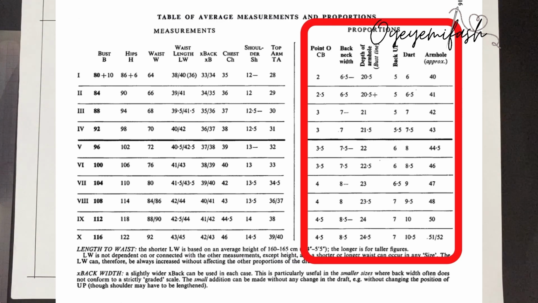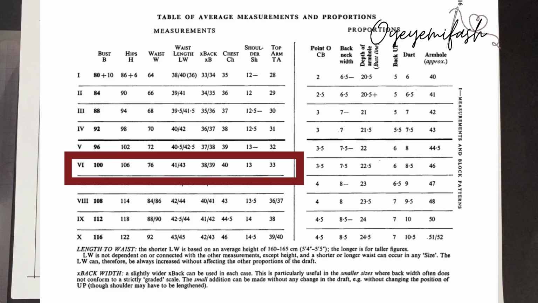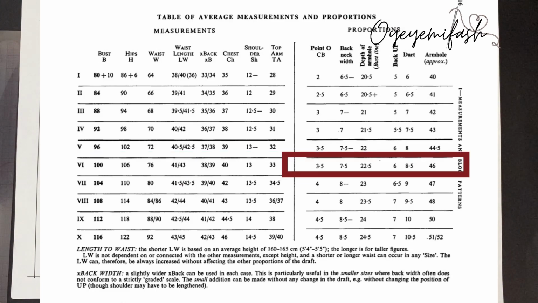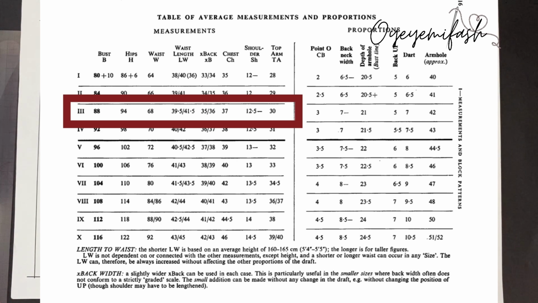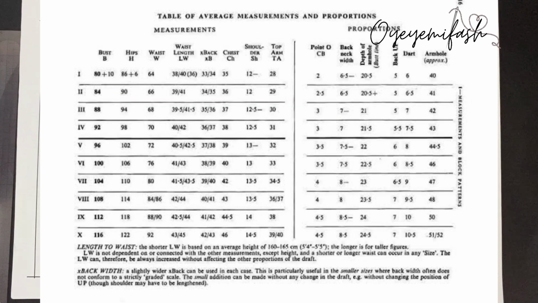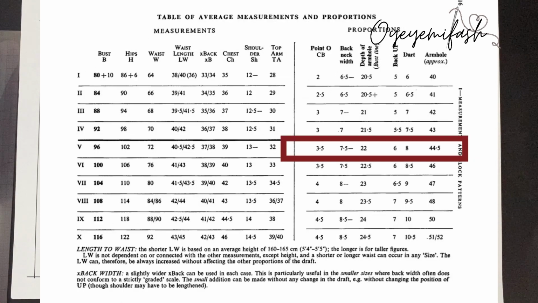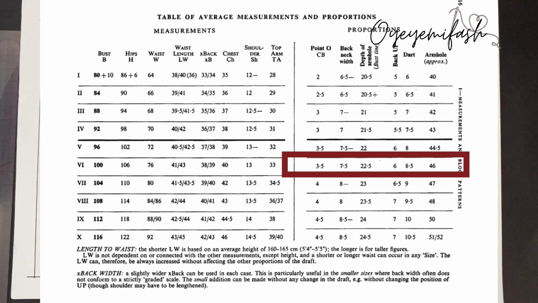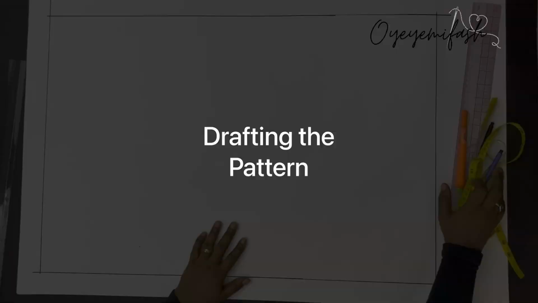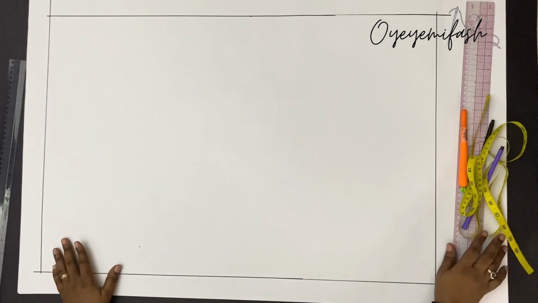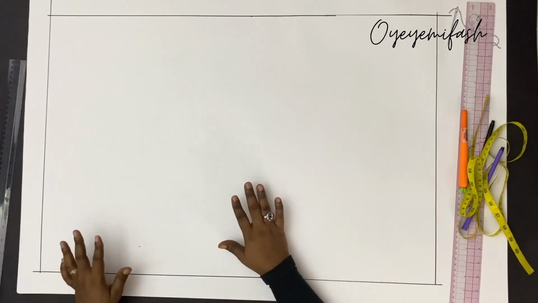The proportion you'll be using will depend on the size of the bust you are working with. So if you have bust 100, then you'll be working with this proportion. If you have bust 88, you'll be working with this proportion. So if it happens that the bust measurement is not on the guide as you are seeing it, for example, if your bust measurement is 98 centimeters, you can choose to use the proportion for 96 centimeters, or you use the proportion for 100 centimeters.